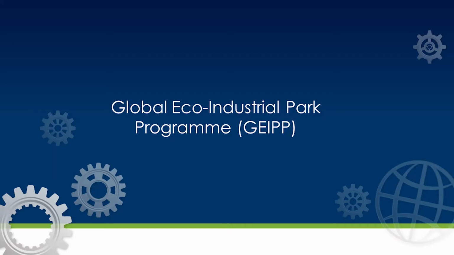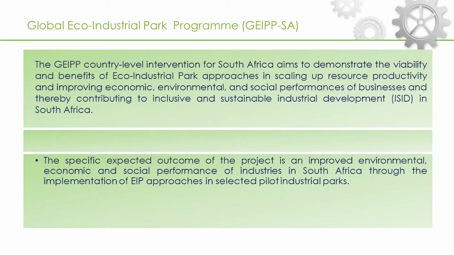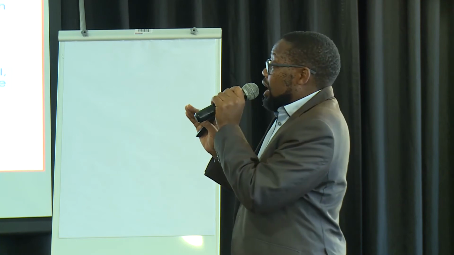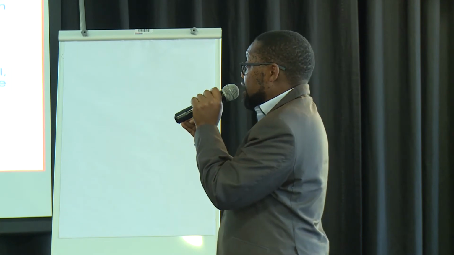Now, the Global EcoIndustrial Parks program country-level intervention in South Africa aims to demonstrate the viability and benefits of eco-industrial park approaches in scaling up resource productivity and improving economic, environmental, and social performances of businesses in a way to contribute to an inclusive, sustainable industrial development in South Africa. And out of this particular aim, the specific expected outcomes are improved environmental, economic, and social performances of industries in South Africa through the implementation of EIP approaches in selected pilot industrial parks.